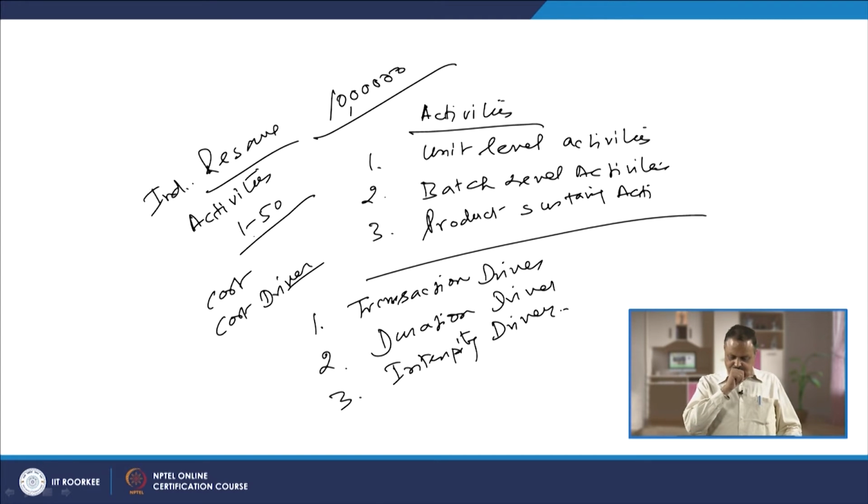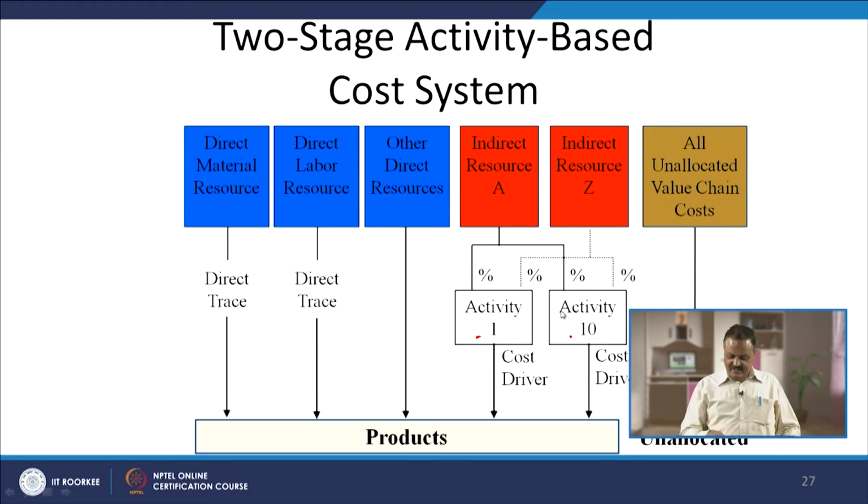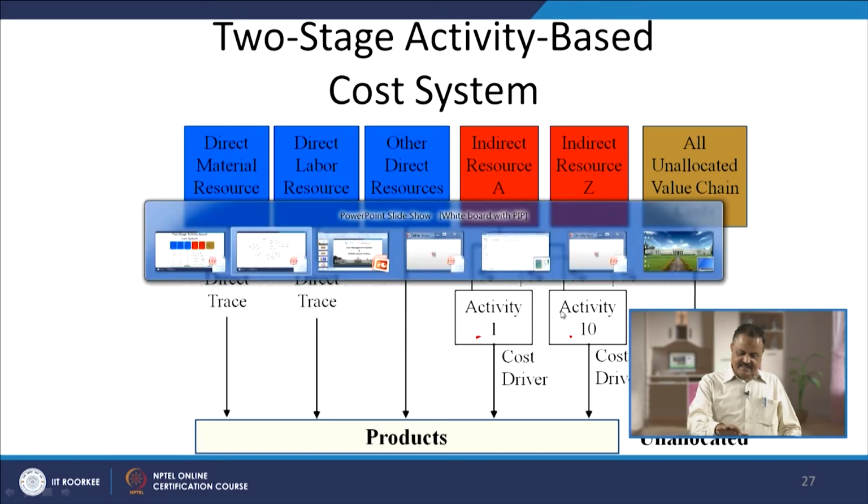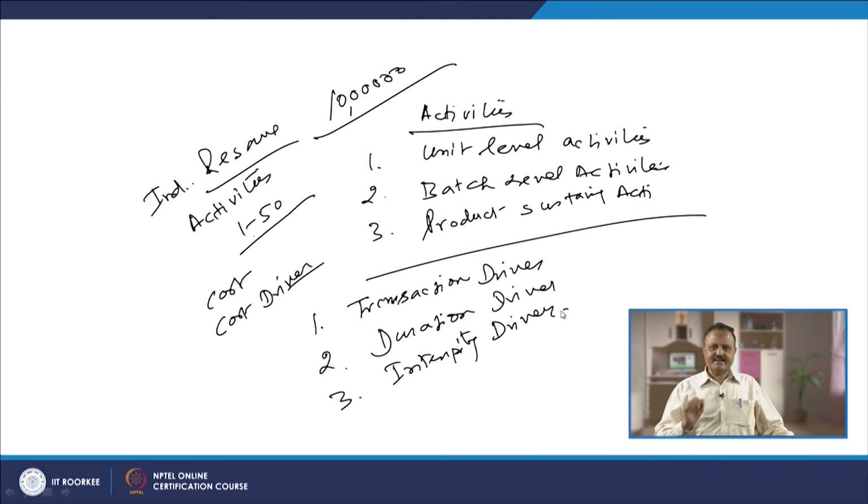So, it means when you are talking about the activities here, 1 to 10 activities we are doing, we are categorizing all those activities from 1 to 3. First is the unit level activities. Unit level activities are those activities which are to be performed for all kinds of products. You are manufacturing 4 products, so those activities which are required to be performed for all the products are unit level activities.